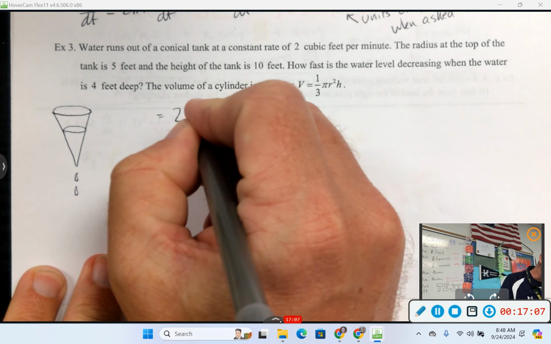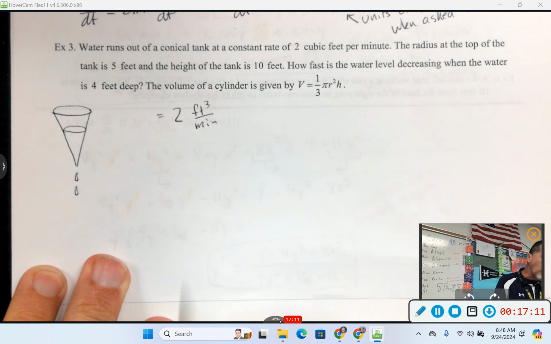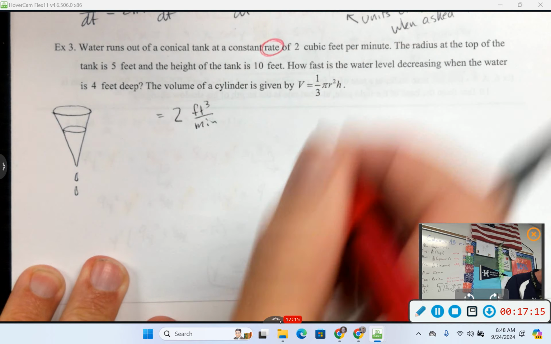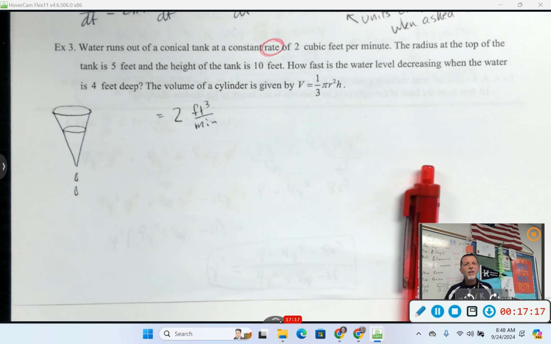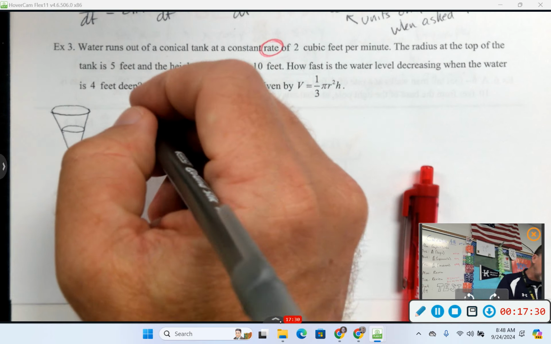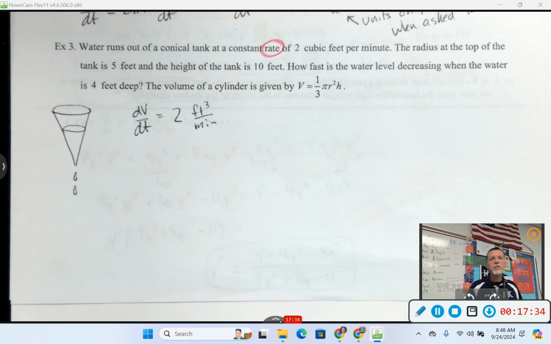So what did they tell us here? Again, the units will help. The fact that it says rate will help. So what is 2 feet cubed per minute? What variable is that? It's a rate, it's a derivative. Feet cubed is a volume. So dV/dt. The change in volume is 2 cubic feet per minute.